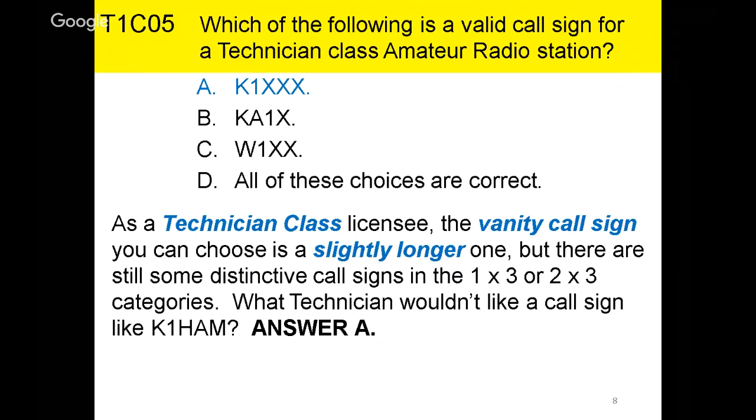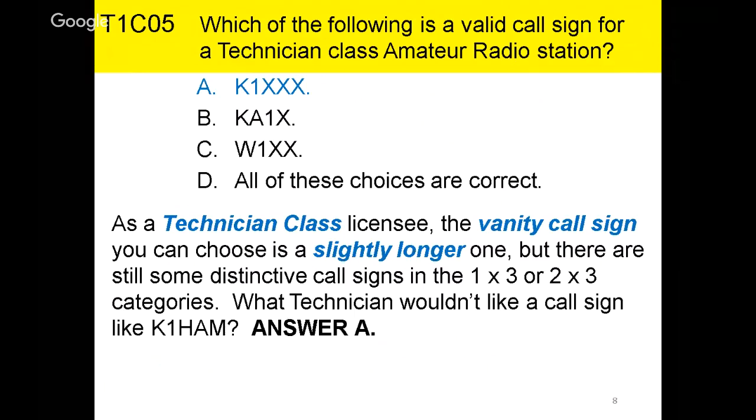You'd have to have a higher class license in order to get a 2x1 or a 1x2. Usually those are reserved for advanced and extra class licensees. In other words, I could get a 1x2 or a 2x1, but I'm still with what's called a 1x3, N3LMS. The 1x3 and 2x3 indicates that it's 2 letters, then your number, which is the call area that you live in, followed by 3 more letters.